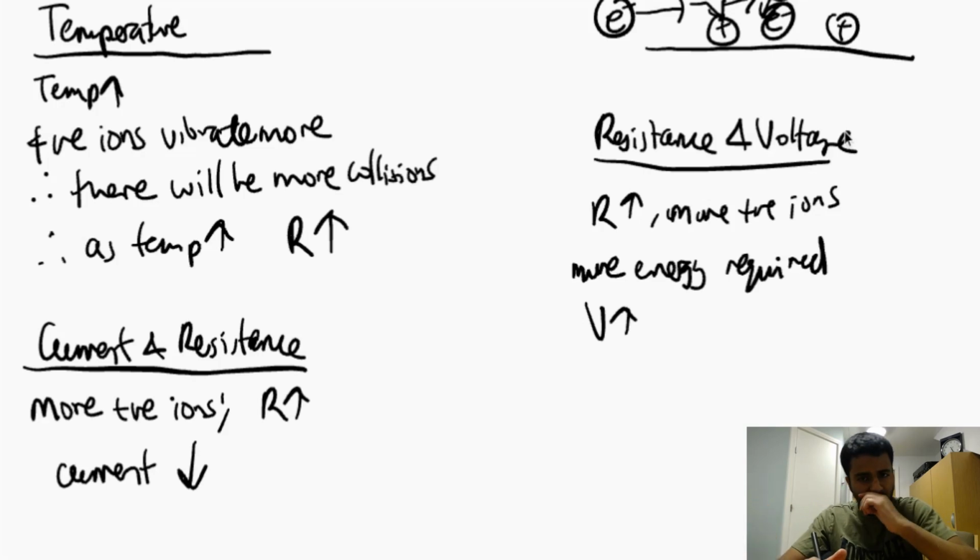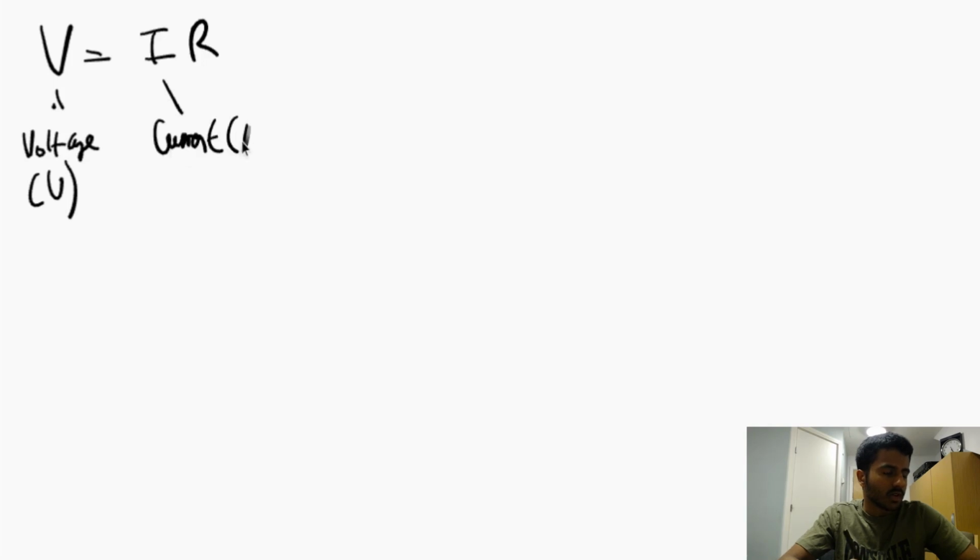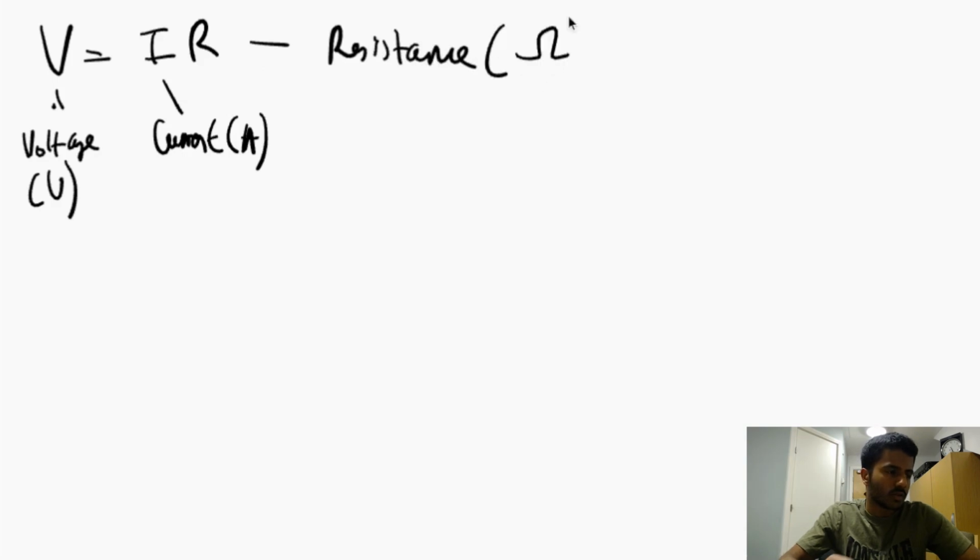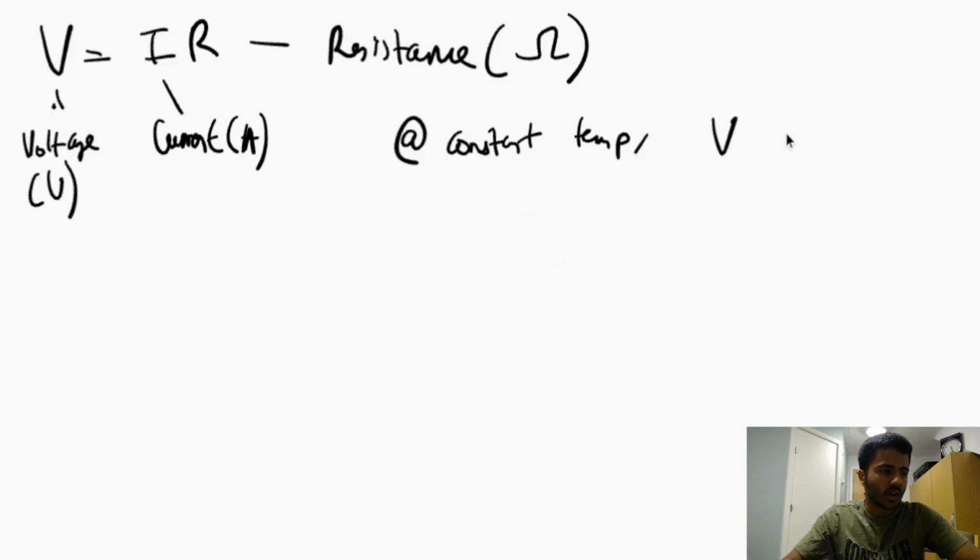And with this relationship between resistance and voltage and resistance and current, we can form the famous Ohm's law equation, V equals IR, where V is voltage measured in volts, I is the current in amps, and R is the resistance measured in ohms, and it has that symbol. At a constant temperature, we know resistance stays constant. So therefore we can say that at constant temperature, the voltage is directly proportional to the current.